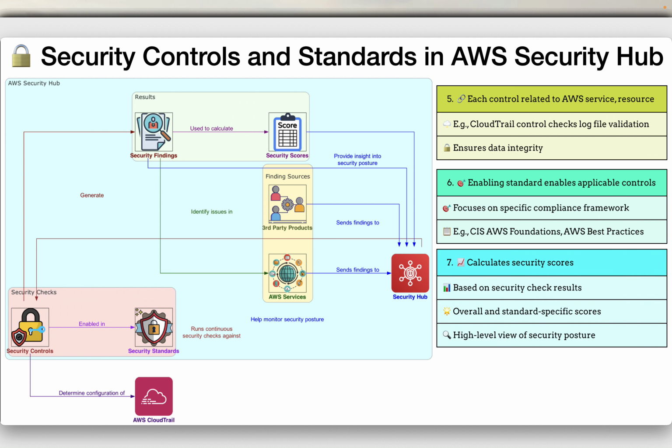Based on the results of the security checks performed against the enabled controls, Security Hub calculates an overall security score and standard-specific security scores. These scores provide a high-level view of your security posture and help you track your progress in meeting the requirements of different security standards.